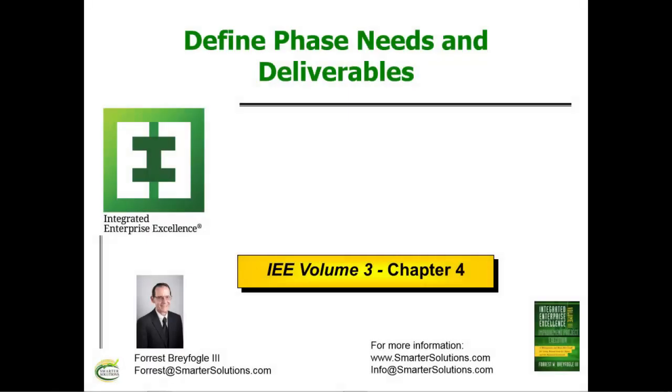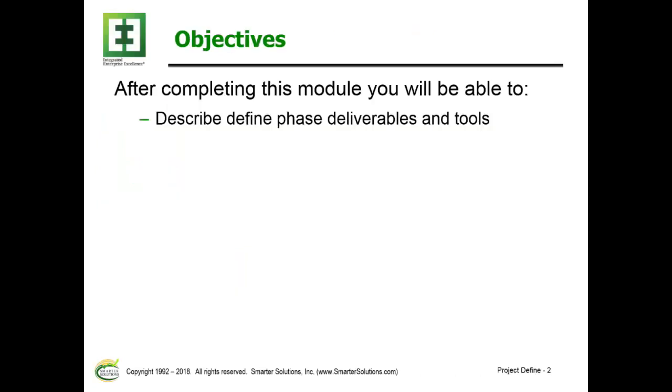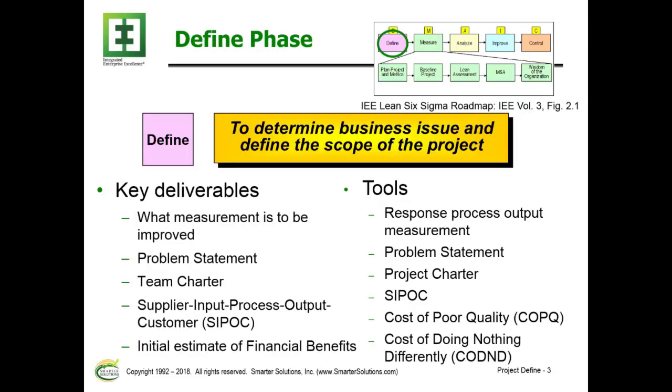In this session, I'll be describing define phase needs and deliverables. After completing this module, you'll be able to describe define phase deliverables and tools for Lean Six Sigma improvement projects. The define phase has several deliverables as noted on the left-hand side. The tools associated with these deliverables are also included in this slide.